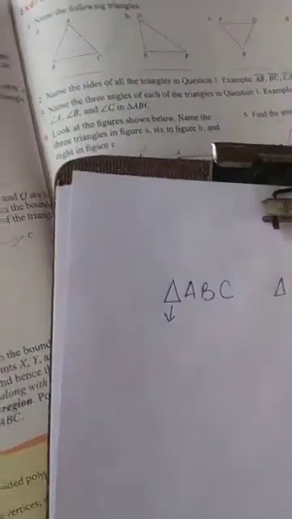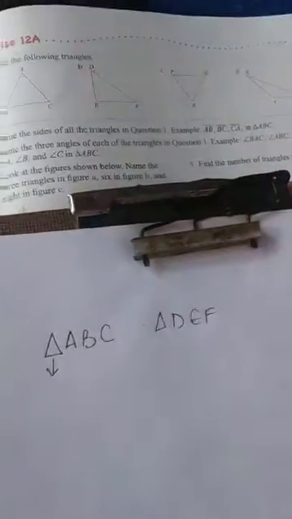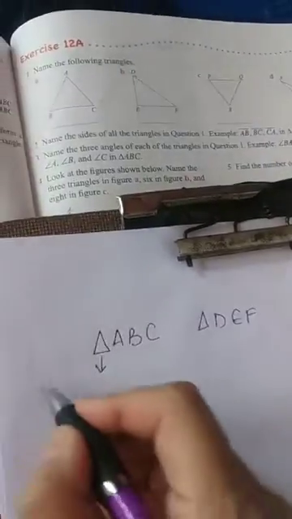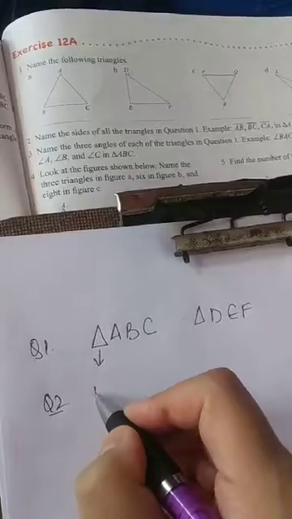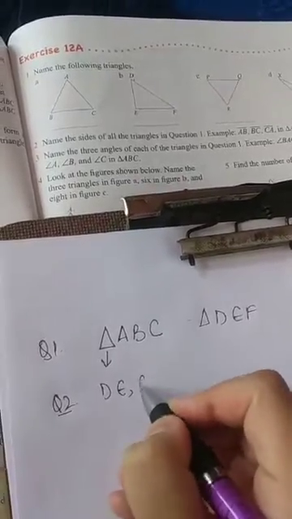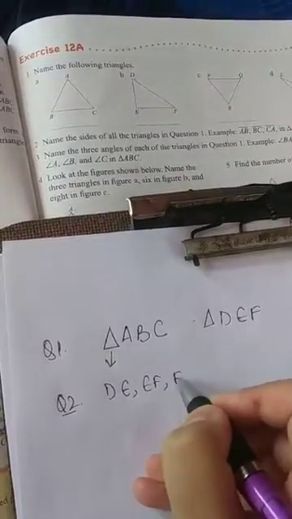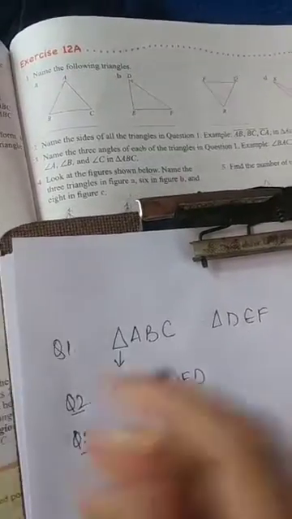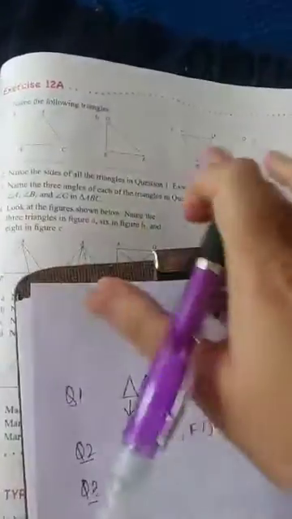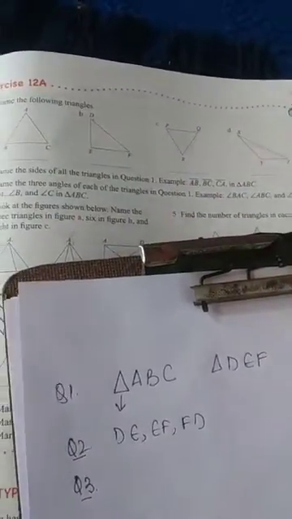Now question number 2 is name the sides. The first figure is given, so in the second question the sides will be like this. The first side is DE, EF is a side, FD is a side. Just like this. Then we have question number 3. These two you can do on your own. I am just doing this one part.